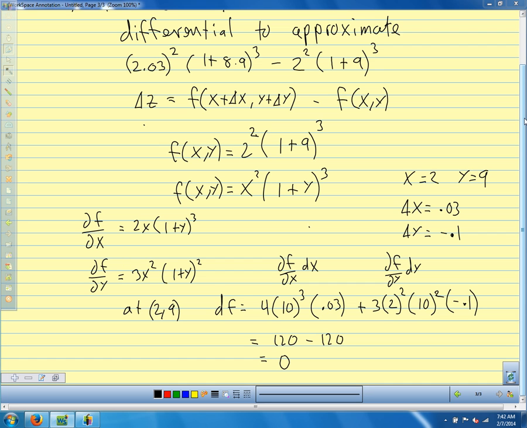All right, so that was one kind of contrived example of how we can use the total differential. All right, questions there? All right, let's do a little nicer example. We're going to talk about error in measurement.